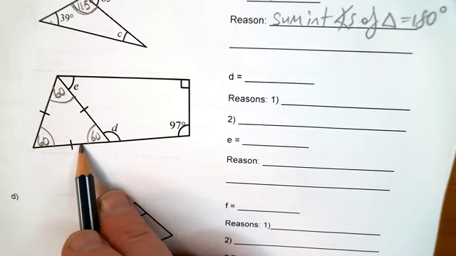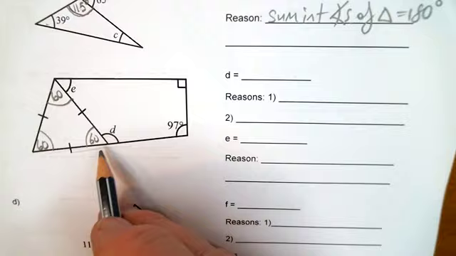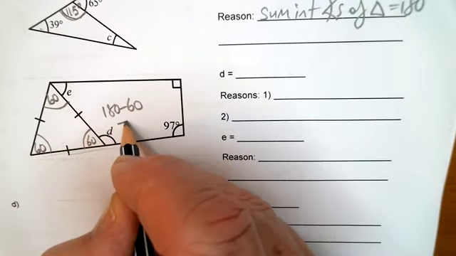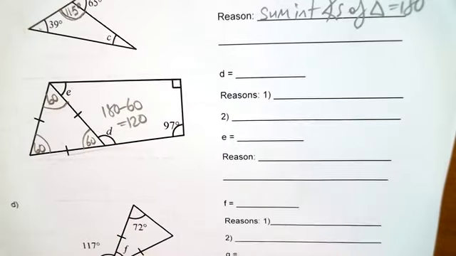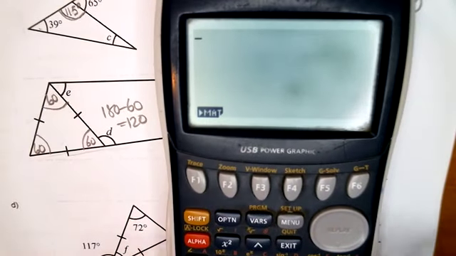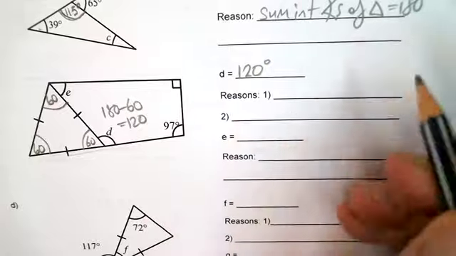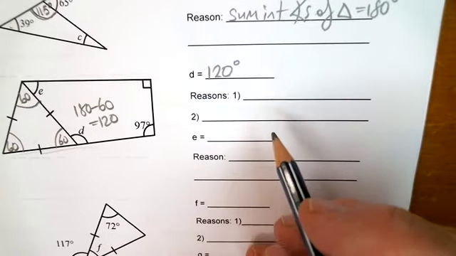And D, therefore, this is angles on a straight line. So D, that's going to be 180 minus 60, and that's going to be 120. Let's just check that. So we've got 180, here we go, 180. We're taking off that 60, and we get 120. So D is 120 degrees. There it is. Reasons, gosh.